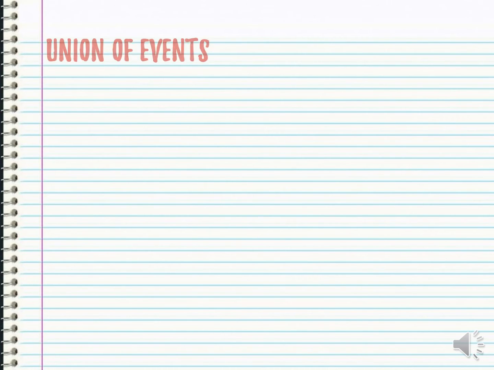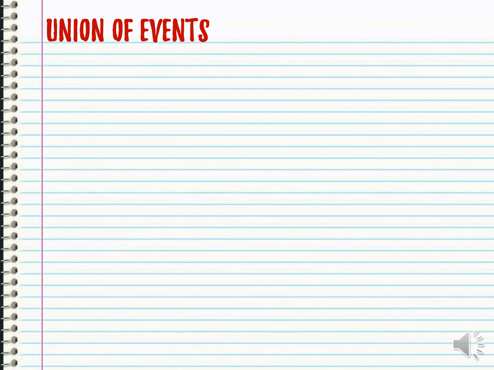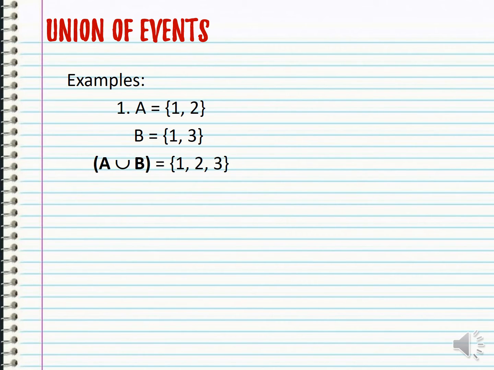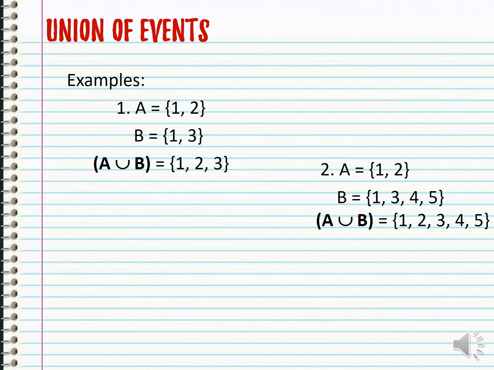Let's go over some examples. First, we have set A, set B, and the union of sets A and B is like this. You notice that set A and set B both have 1. Remember that an element shouldn't be repeated. That's why the union of A and B is only 1, 2, and 3. Then we have another set A, then set B, and the union of sets A and B goes like this.